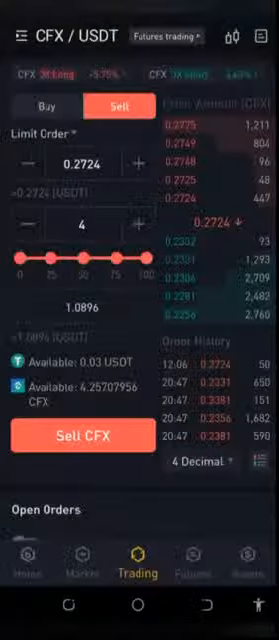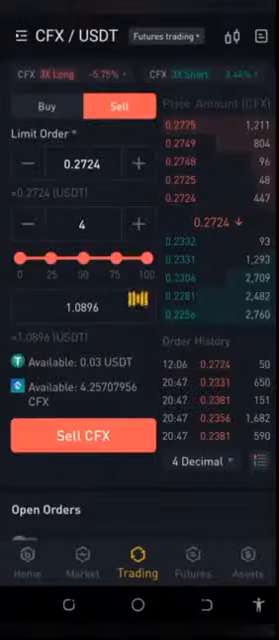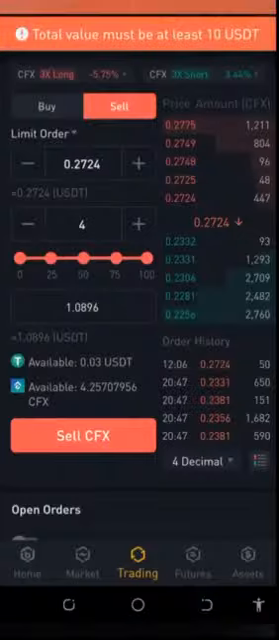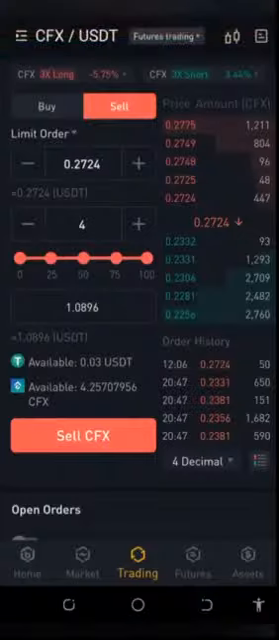Okay, I'll fix in my transaction pin and I'll be back. Okay, I'm fixing my transaction pin, but it's not going anywhere because look at this. Look at what it just said. It says here, total value must be at least 10 USDT. So this is like a younger brother to Binance. They're not going to allow you to do anything except 10 USDT.